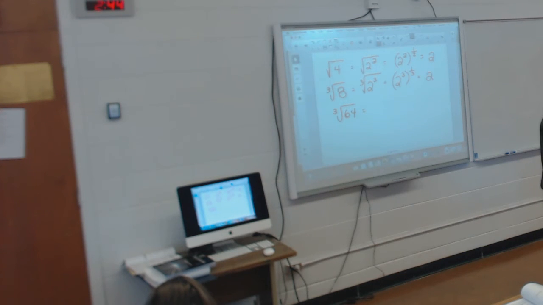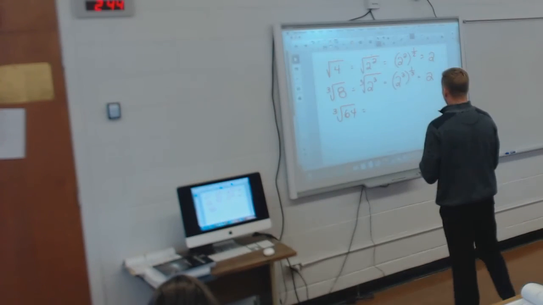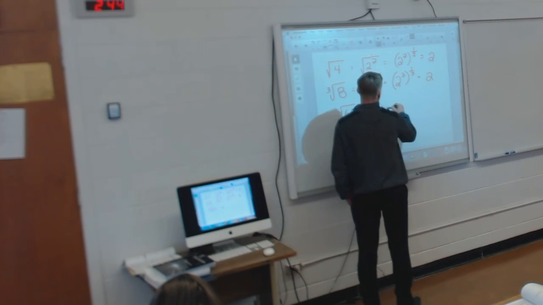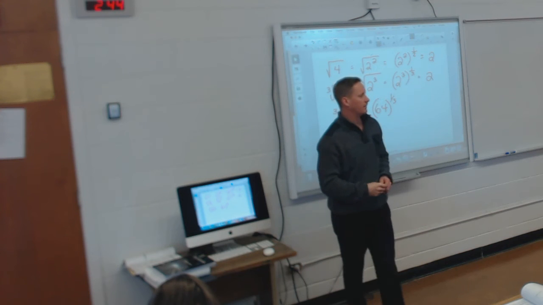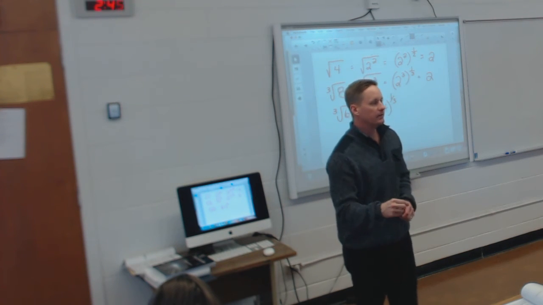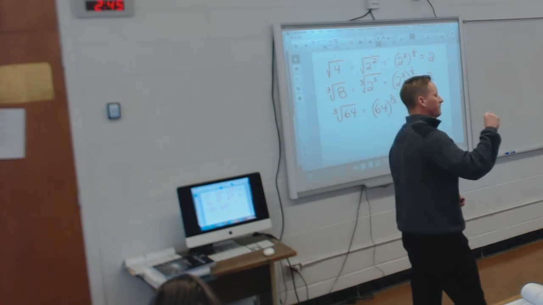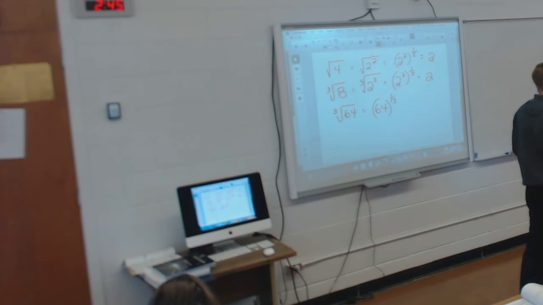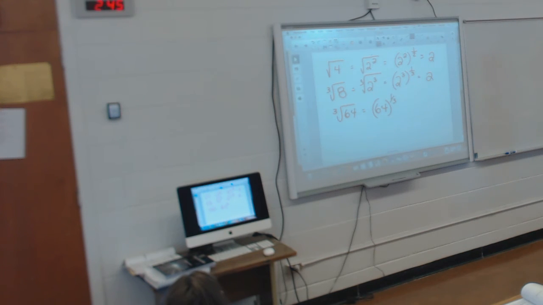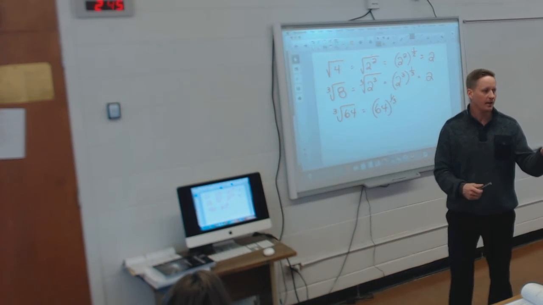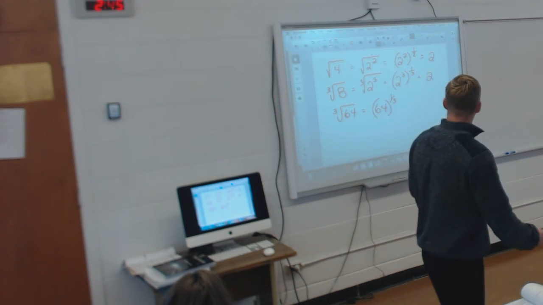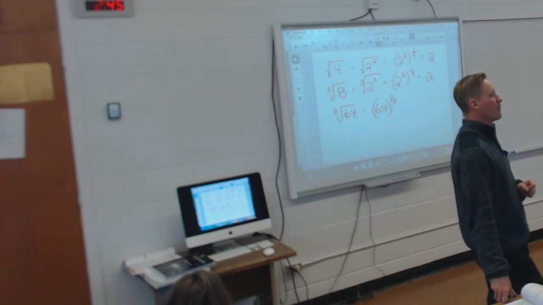Everybody found that? Okay. I said to you earlier today that this was 64 to the 1/3. I want you to punch that into your calculator now. Not the cube root. I want to find 64 to the exponent 1/3, which should give me 4. So I'm asking you to find the value of 64 to the exponent 1/3.